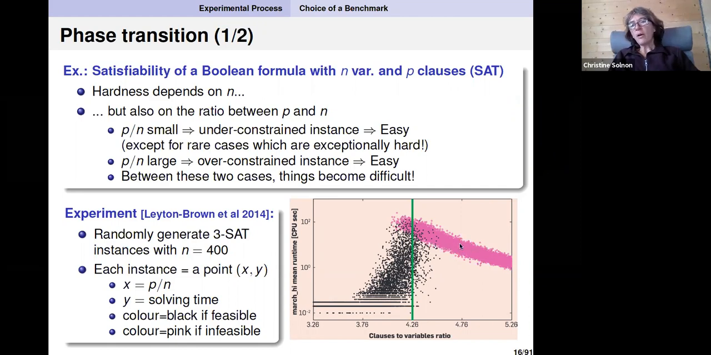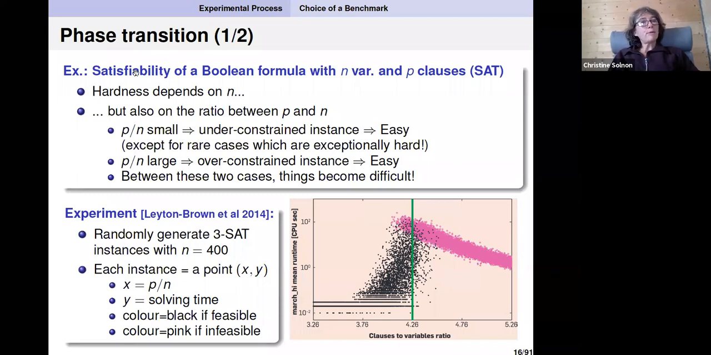And finally, on the right side, we have only infeasible instances, and the more we increase the ratio, the easier the instances are, because it becomes easier and easier to prove inconsistency in this case.